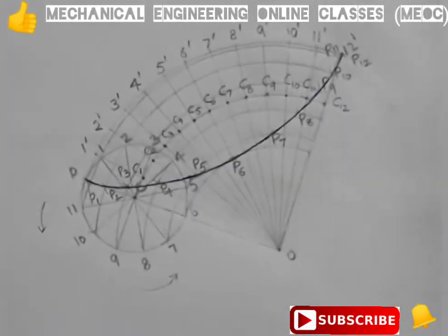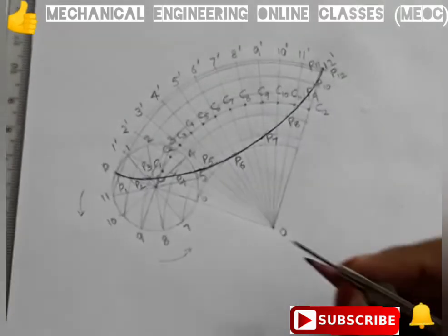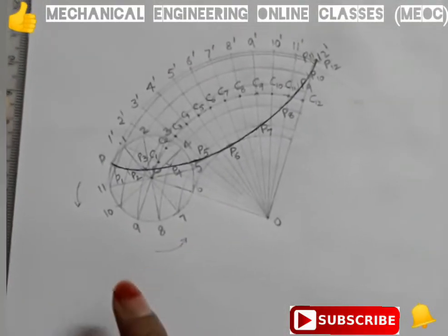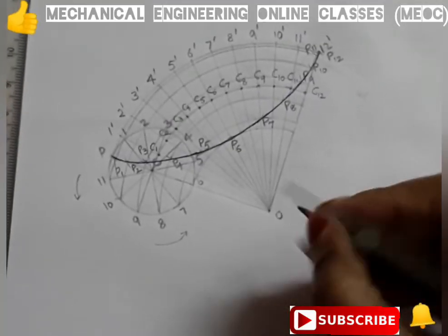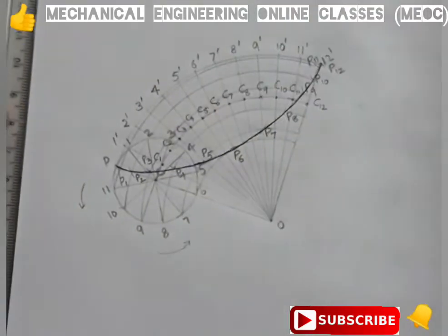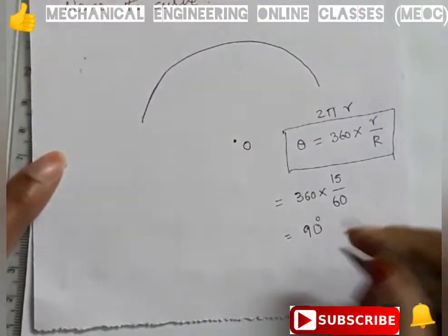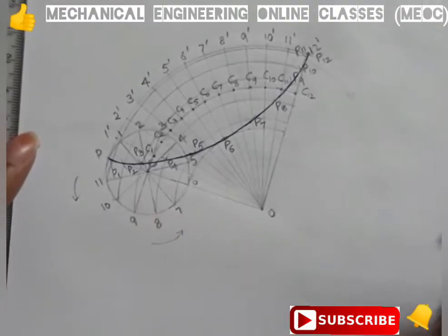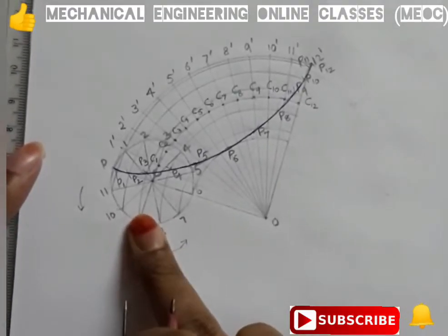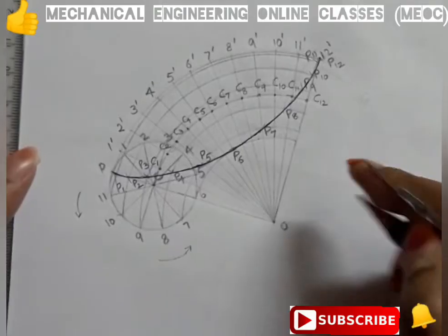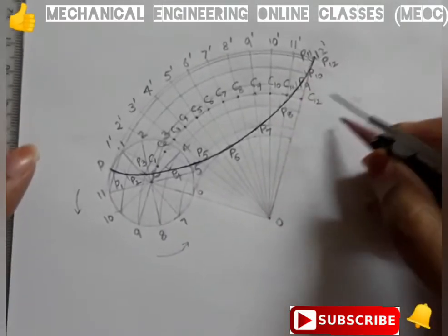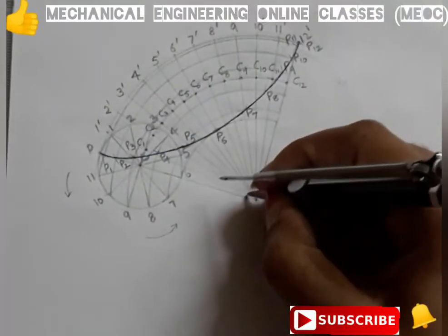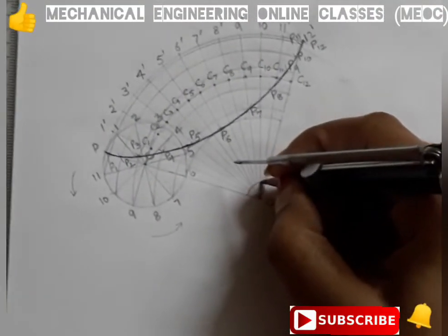This is the hypocycloid. We should not forget dimensioning of generating circle because this is the given data. Whatever is given data, that you have to dimension, and whatever you have found out from calculations, that also has to be dimensioned. So I am dimensioning the radius of generating circle which is given in the data of the question, and the radius of the directing circle is also given in the question, and theta we have found out. So all the three dimensions I am doing here.